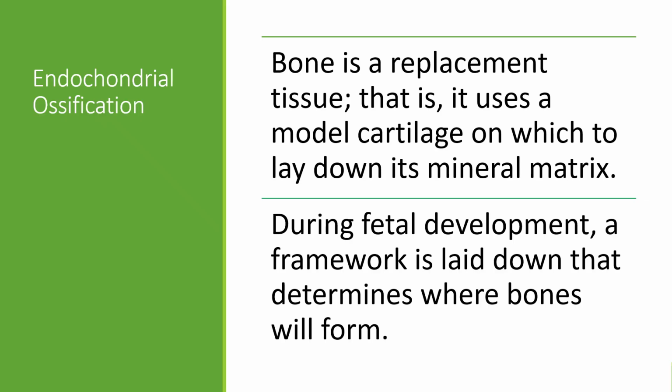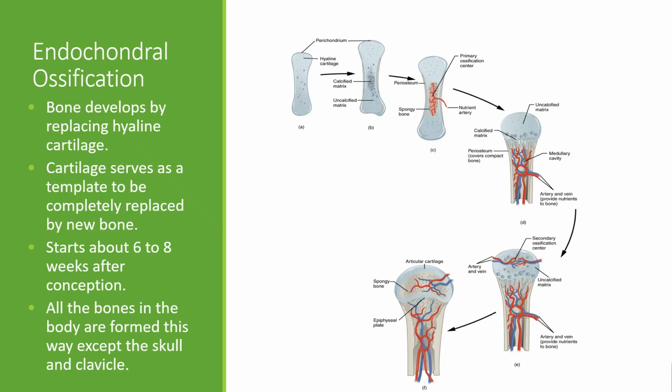So endochondral ossification. Now let's talk about that. Now let's look at this word first. Endo within, chondral means cartilage. Ossification, of course, means the process of making bone. So this is replacement tissue that's happening. All right, so we're replacing the cartilage mini-me with bone. Okay, this happens during fetal development. The framework's laid down that determines which bones are going to form.